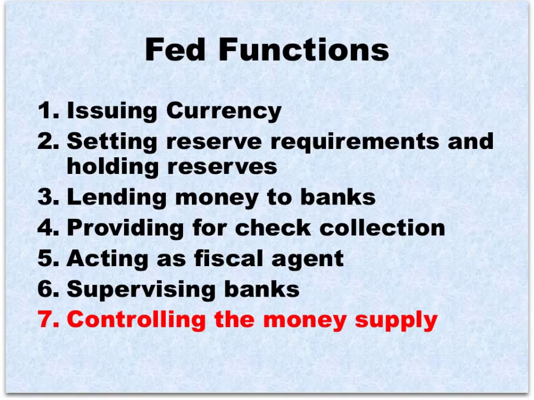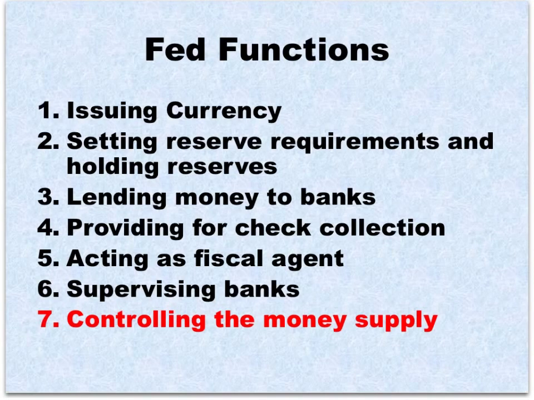It lends money to banks when they need it. It provides for check collection. If you bank at Regions and you write a check to your friend who banks at Wachovia, how does Wachovia get the money? Well, the Fed helps provide a system to do that. 5, it acts as a fiscal agent. Fiscal means financial in relation to a government. Specifically, it acts as the fiscal agent of the U.S. federal government. The only ones that can have accounts at the Fed other than banks is the U.S. federal government. Their checking account is at the Fed.